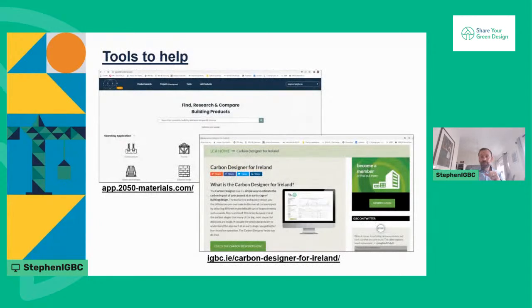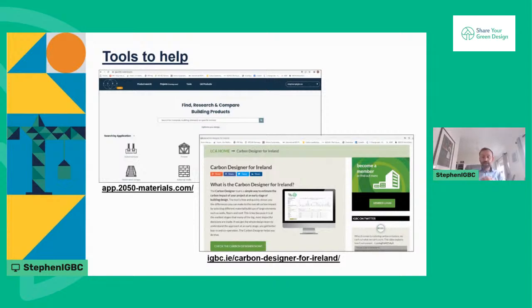And here are a couple of free tools to help. The 2050 materials tool here lets you quickly look at the relative impacts of different material approaches, very simple. It can help you build up your palette at the beginning of the project and communicate it with your design team and your client so they understand why you're selecting a particular material.